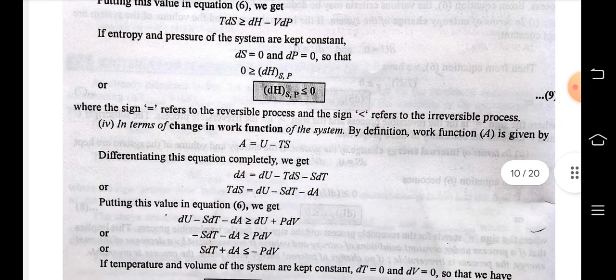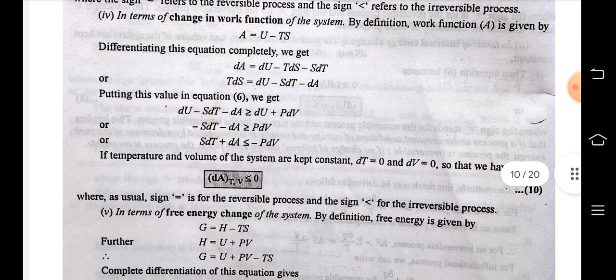In terms of change in work function, A is equal to U minus TS. Complete differentiation gives dA is equal to dU minus TdS minus SdT. TdS is equal to dU minus SdT minus dA.